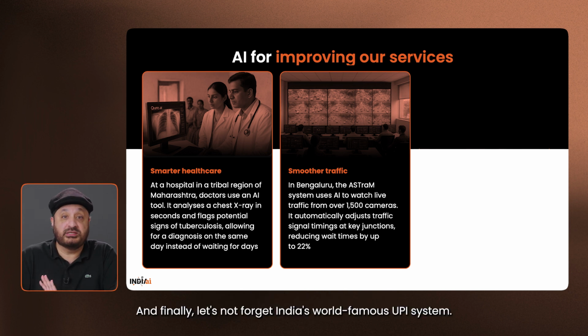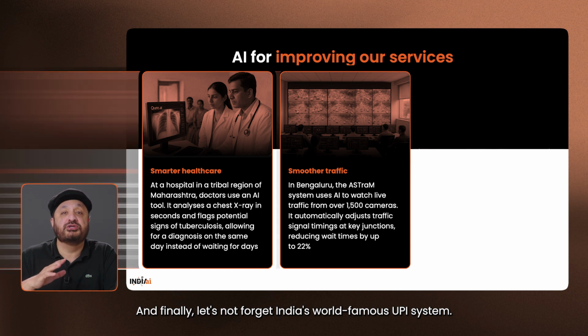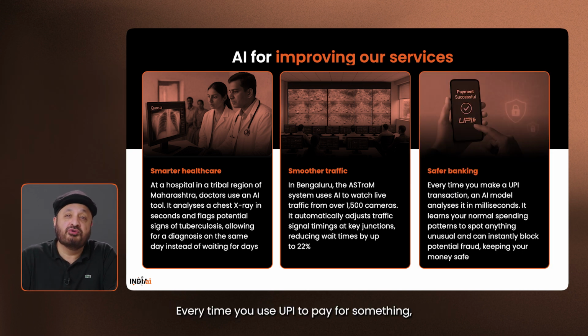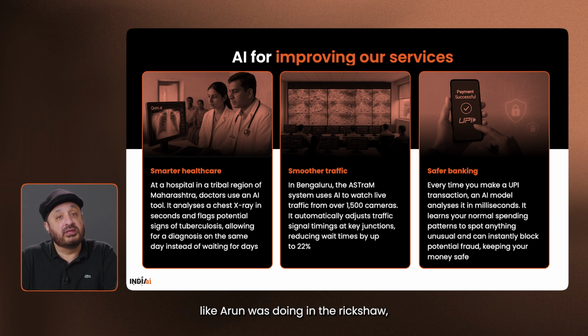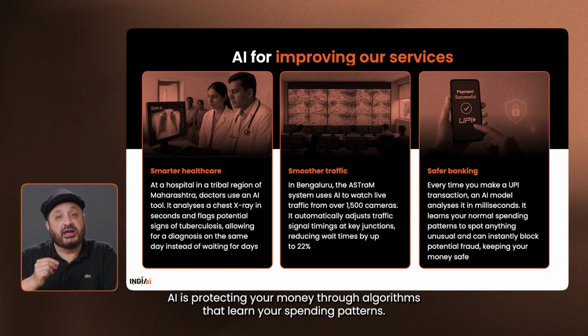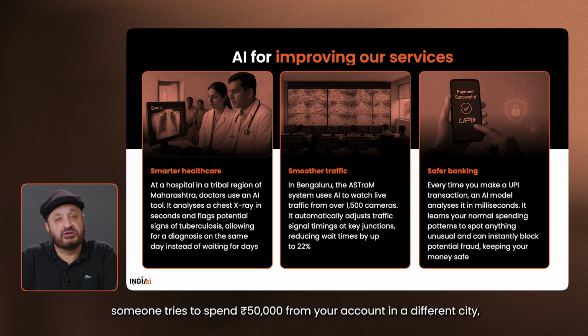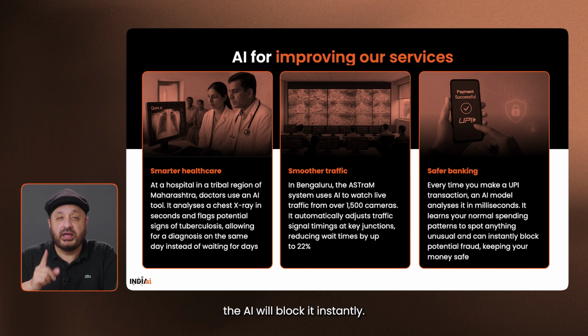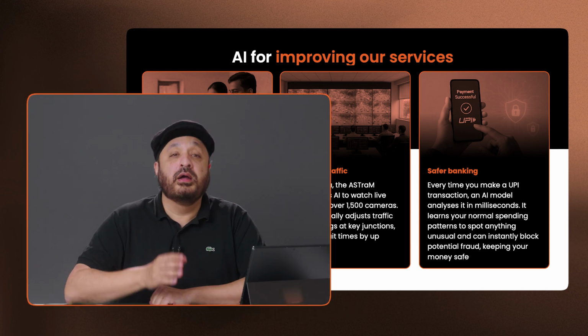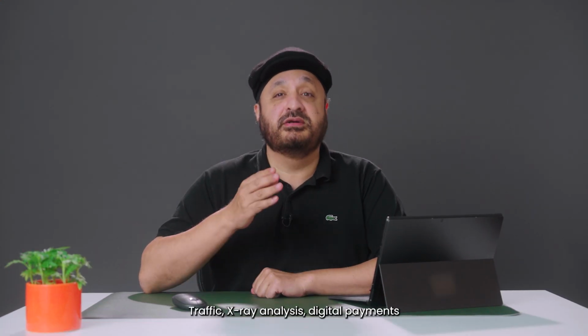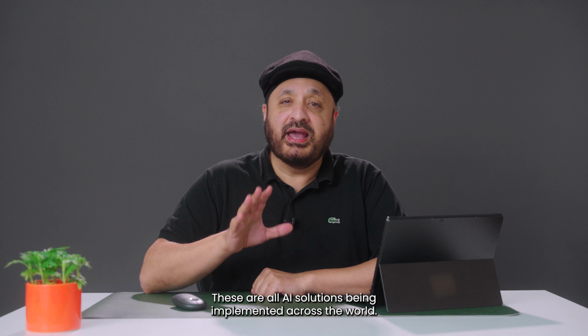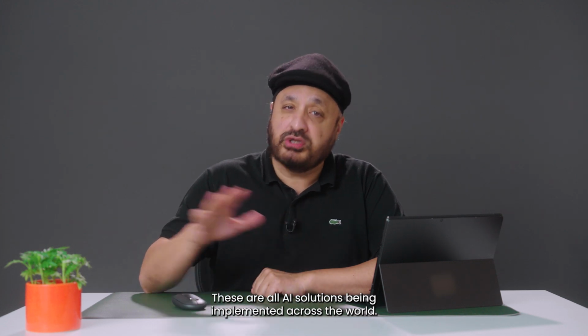And finally, let's not forget India's world-famous UPI system. Every time you use UPI to pay for something, like Arun was doing in the rickshaw, AI is protecting your money through algorithms that learn your spending patterns. If suddenly, for example, someone tries to spend rupees 50,000 from your account in a different city, the AI will block it instantly. Traffic, X-ray analysis, digital payments, these are all AI solutions being implemented across the world.